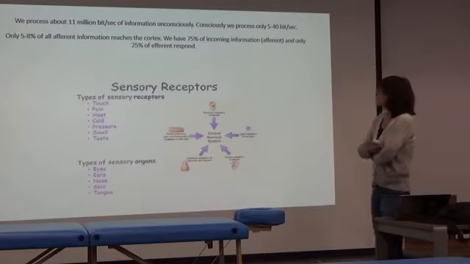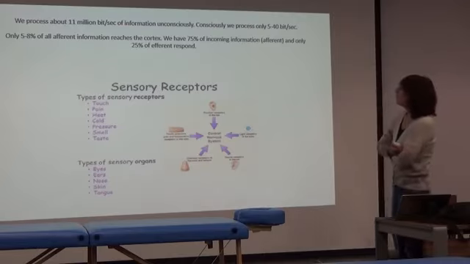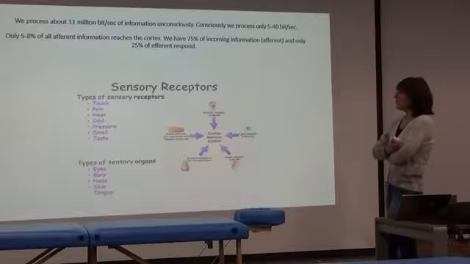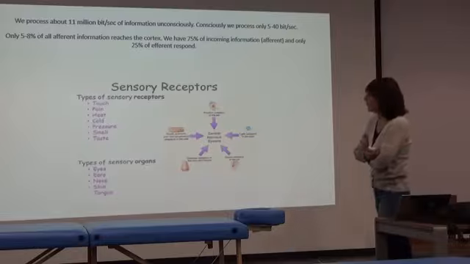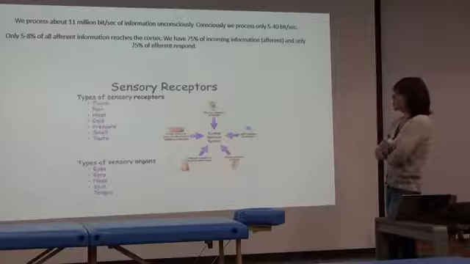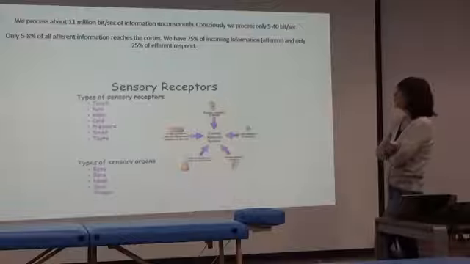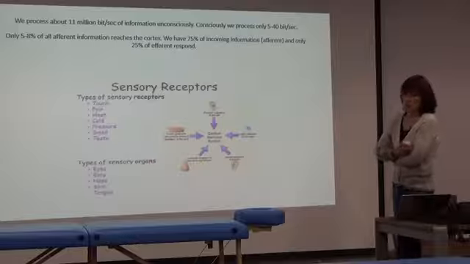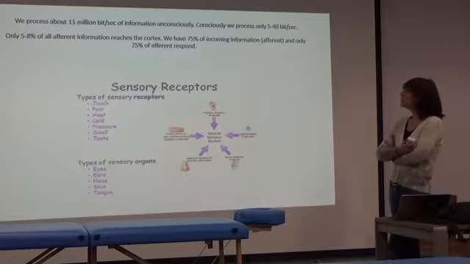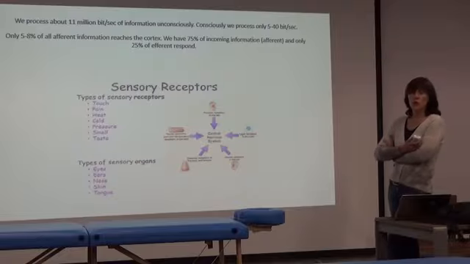So sensory receptors, we've got different kinds of sensory receptors. We can feel touch, we can feel heat, cold, pressure, smell, taste, and all this information is going to go to the central nervous system. Only 5 to 8% of all the information coming from the outside environment is going to reach our cortex.